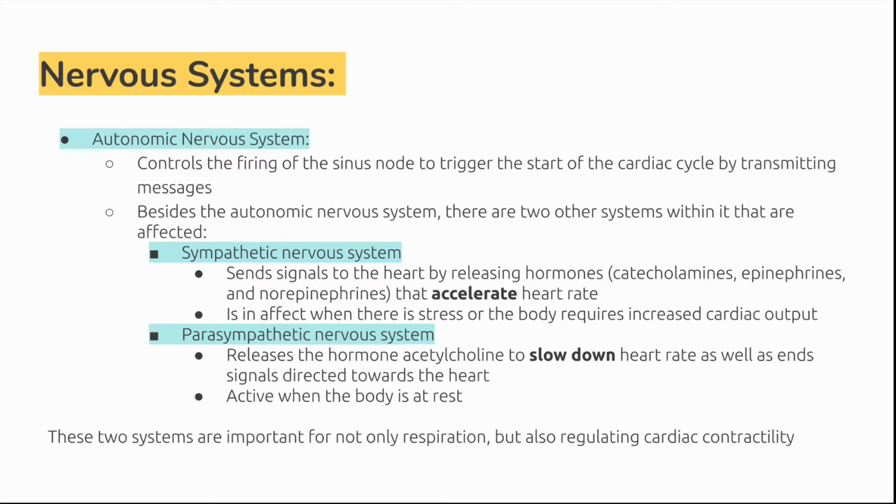As for the parasympathetic nervous system, it releases the hormone acetylcholine to slow down heart rate as well as end signals directed towards the heart. This system is active when the body is at rest. These two systems are important for not only respiration but also regulating cardiac contractility.